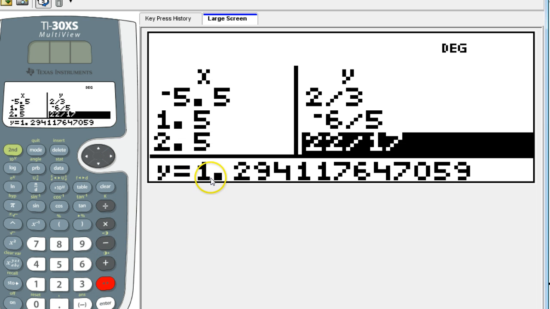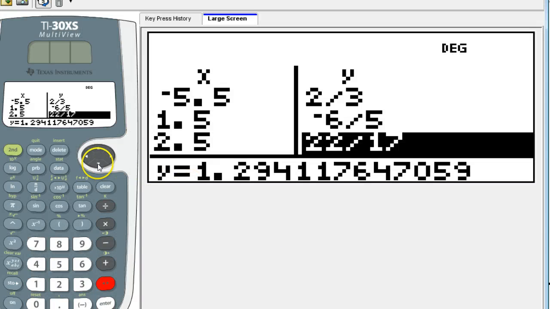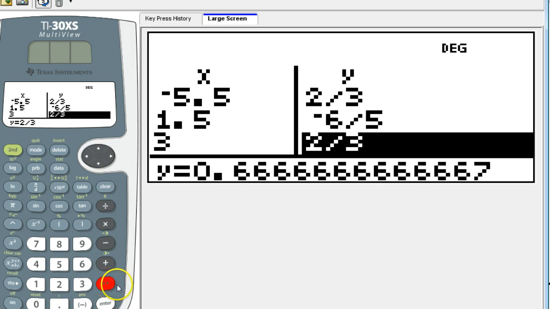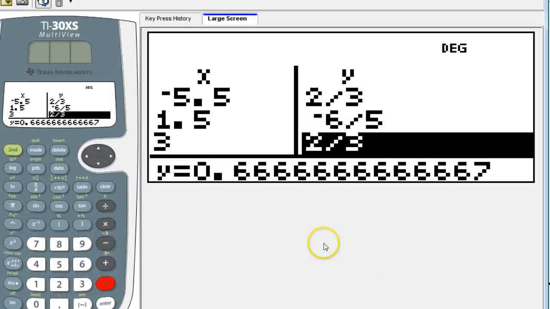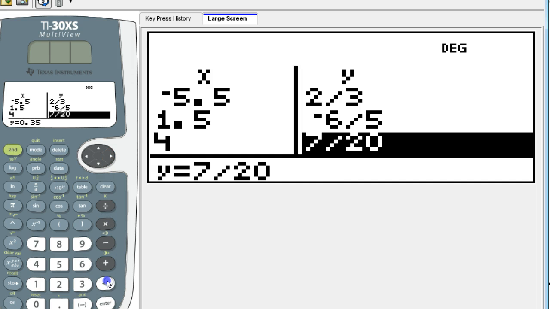Okay, that's 1.3. What about 3? That's 2/3. Okay, so that'll be 0.6 repeating. I'll call it 0.7. And what about 4? All right, that's a really small number. So that's about 0.4.